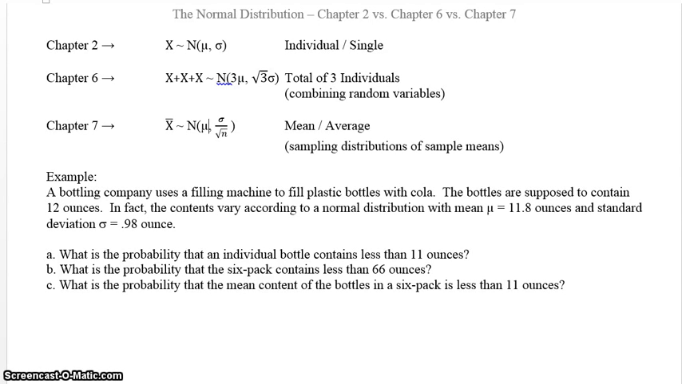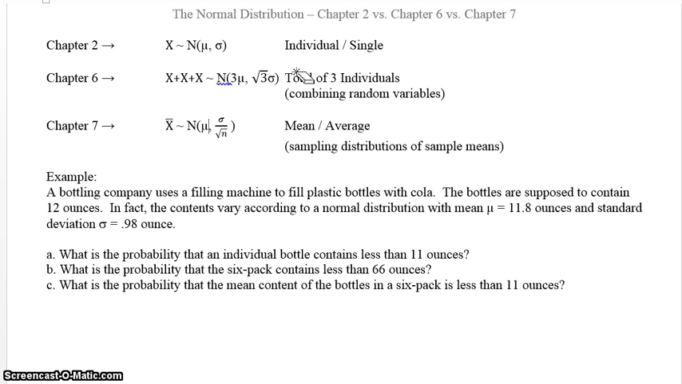Alright, AP Stats, today we're going to look at different ways we have used the normal distribution so far. This is all review, however, we're going to combine it all so that we can distinguish when to use which process. So in Chapter 2 we talked about an individual or a single event occurring, and we used the normal distribution to find the probability of that.